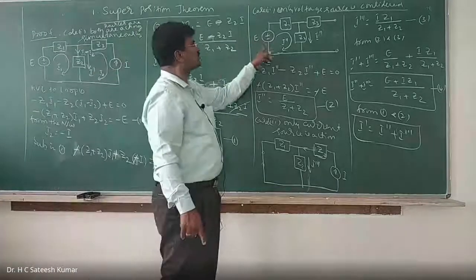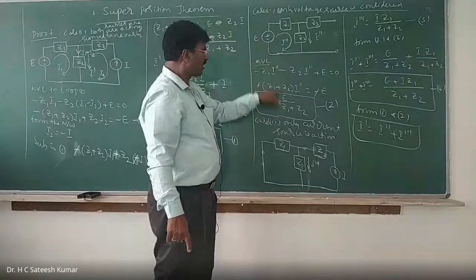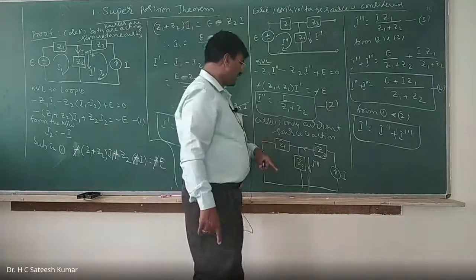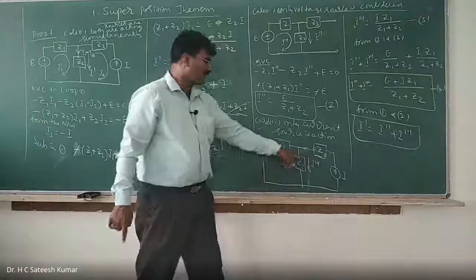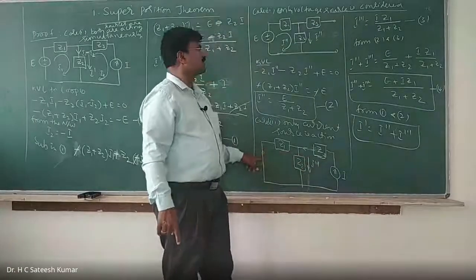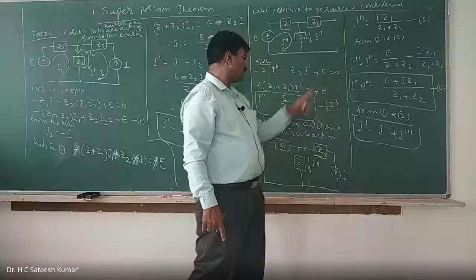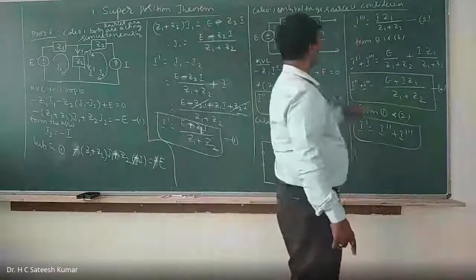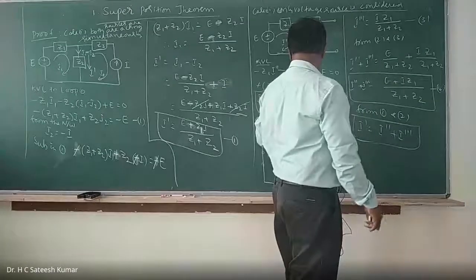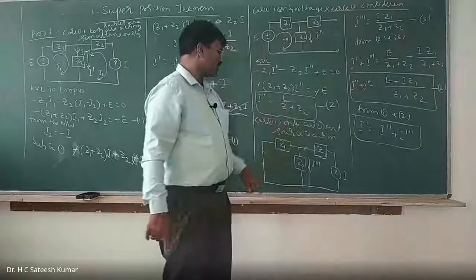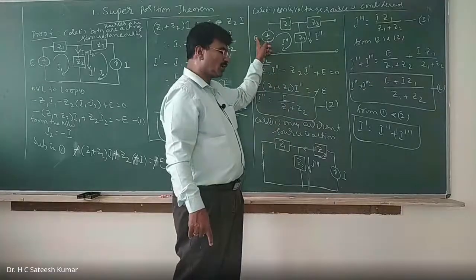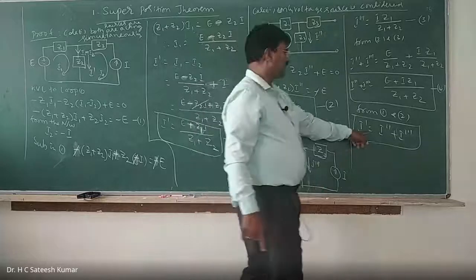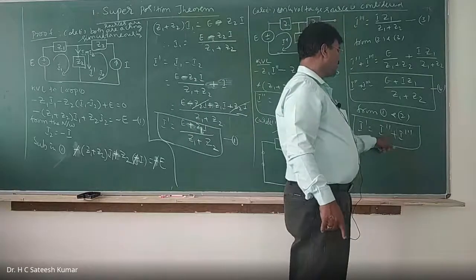Now in case 2, only the first source is acting. I got the current as I double dash, E divided by Z1 plus Z2. And in the second case, when only the current source is acting, the other source is made 0. A current source is made 0 by open circuiting, and a voltage source is made 0 by short circuiting. So I triple dash is the response due to the current source, and I double dash, E divided by Z1 plus Z2, is the response due to the voltage source. Therefore I dash is equal to I double dash plus I triple dash.